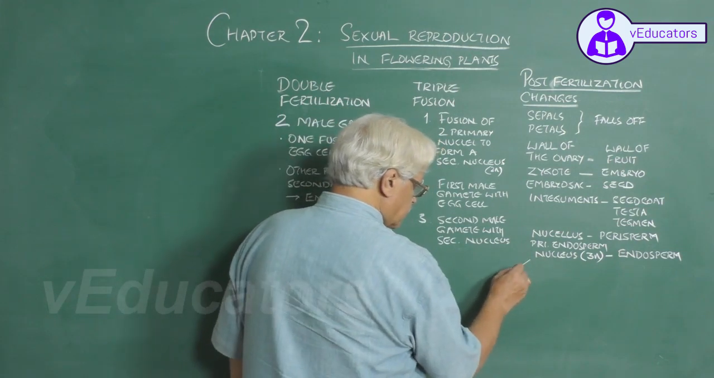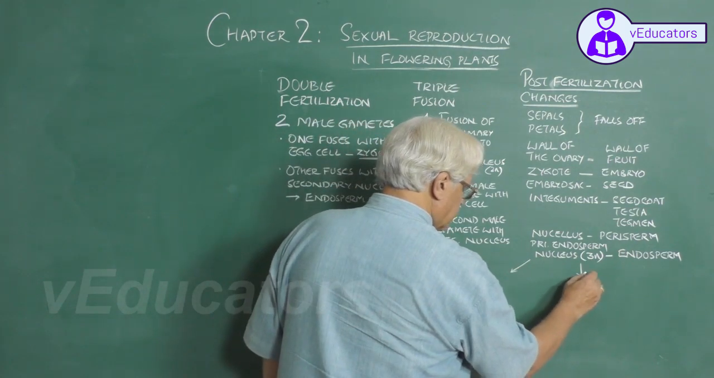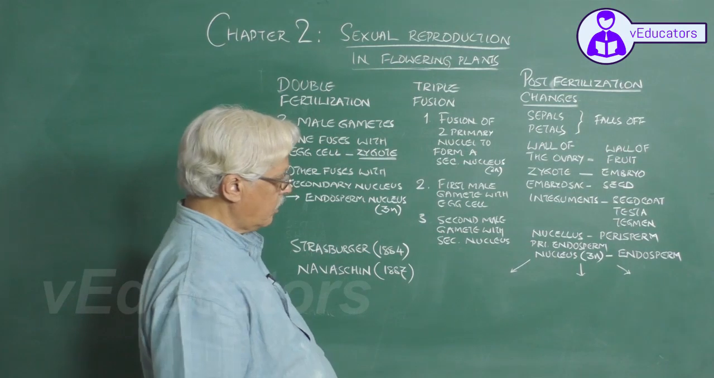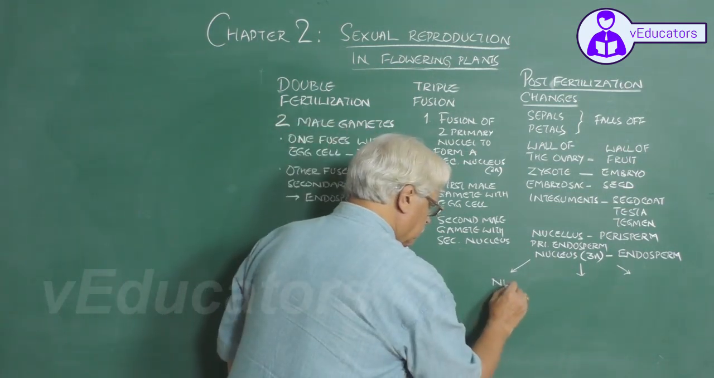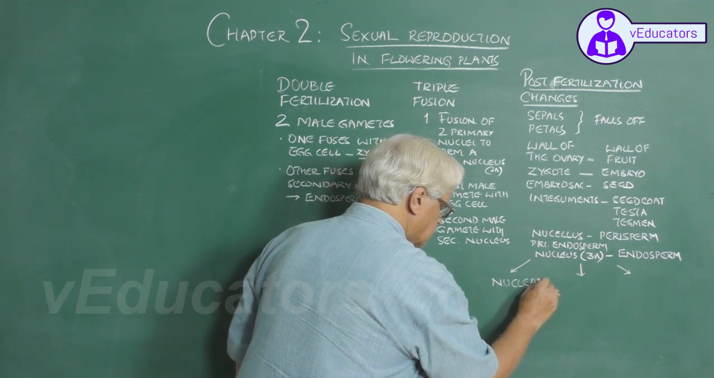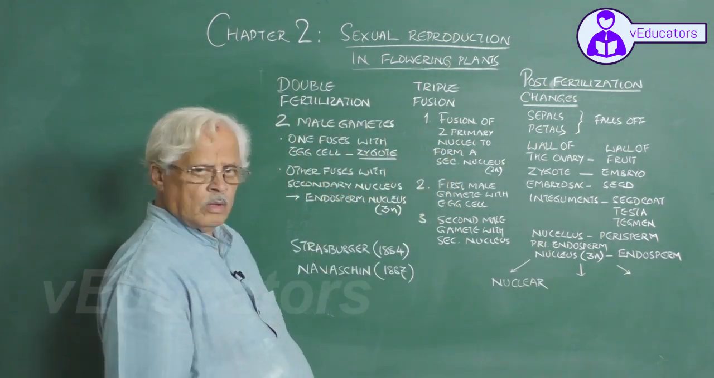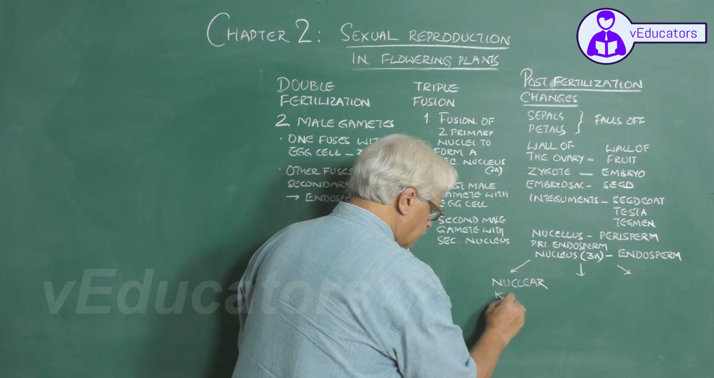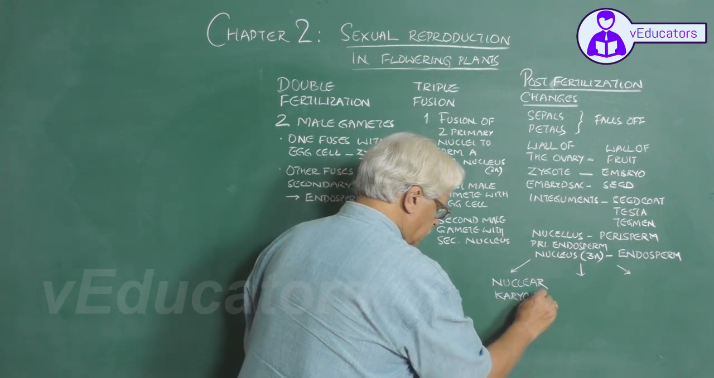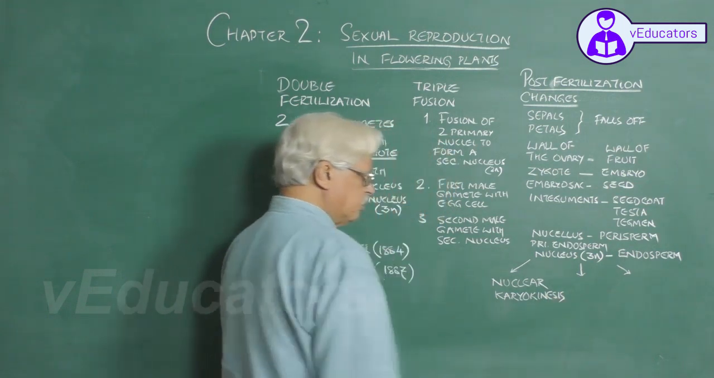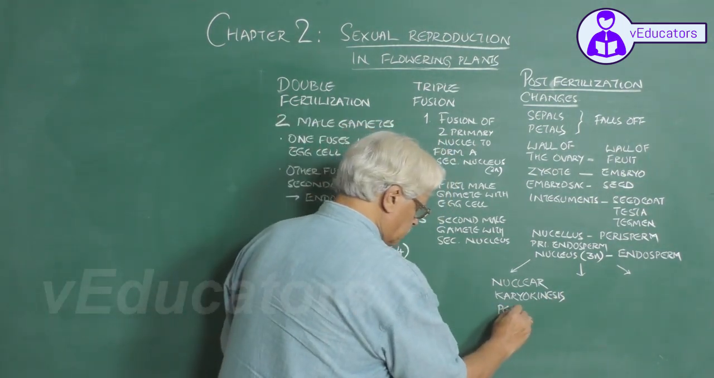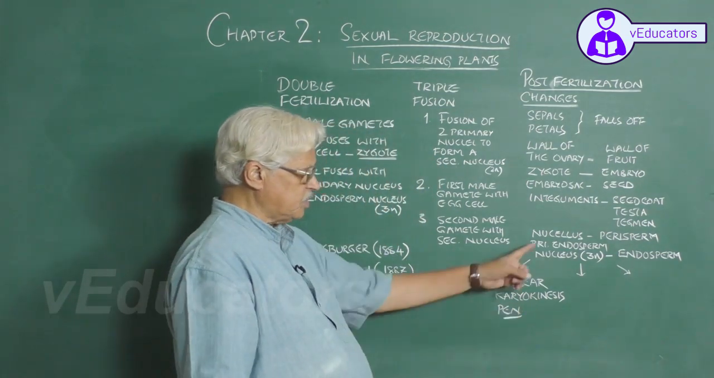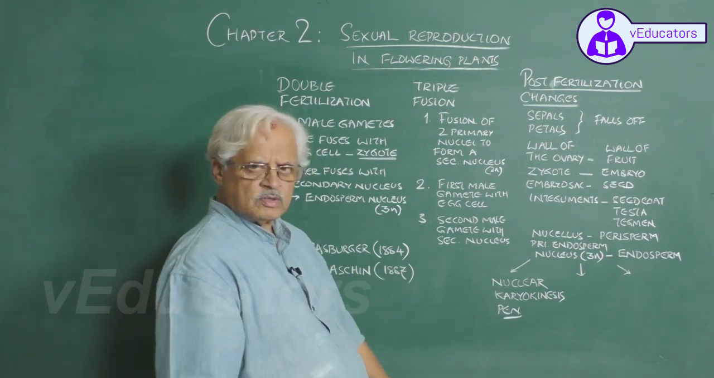There are three types in the formation of this endosperm. One is called nuclear. In the nuclear type of endosperm, there is only karyokinesis. The primary endosperm nucleus divides repeatedly and gradually gives rise to the endosperm. There is no cytokinesis.